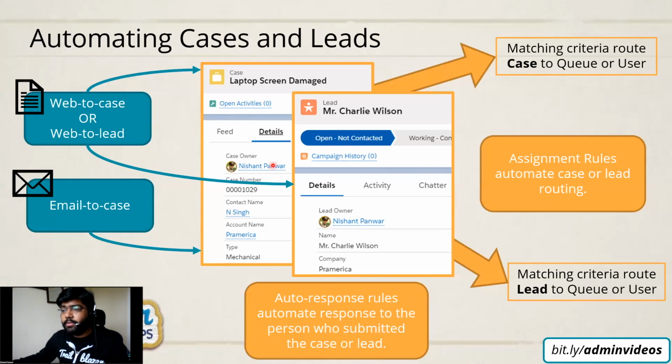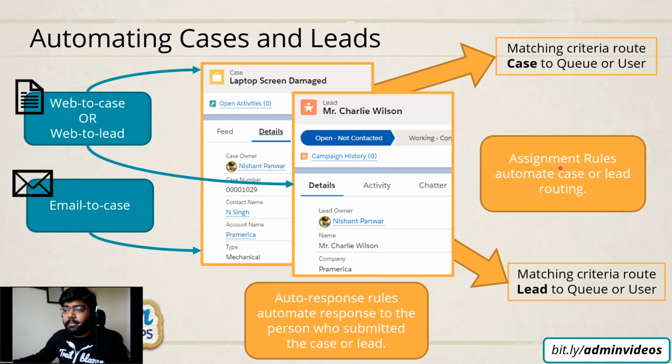Now, once you have the leads and cases created, we need to assign these to people in our org to work on it, right? The sales agent and the service agent. So sales agents need to work on the leads. So to assign it to a sales agent, we can create assignment rules. To assign the cases, we can create assignment rules, right?